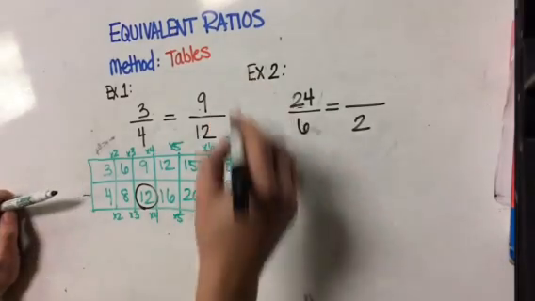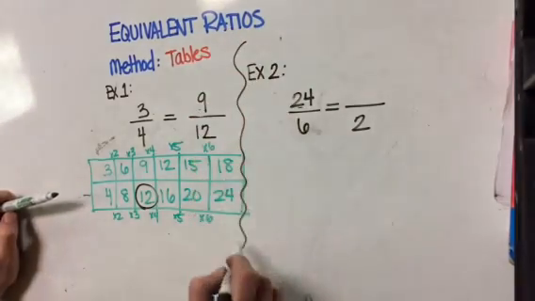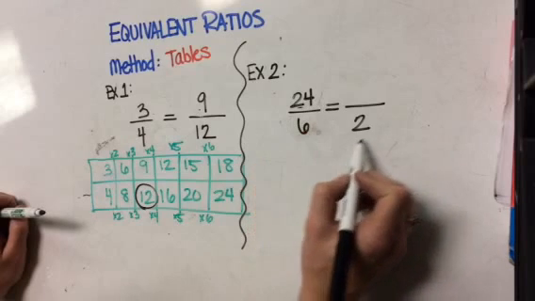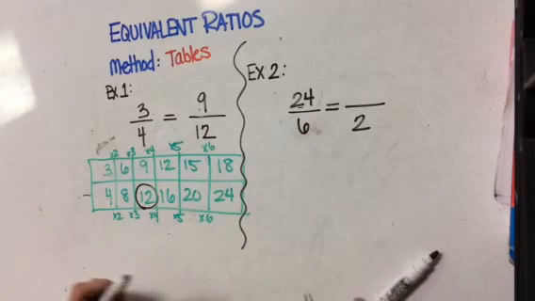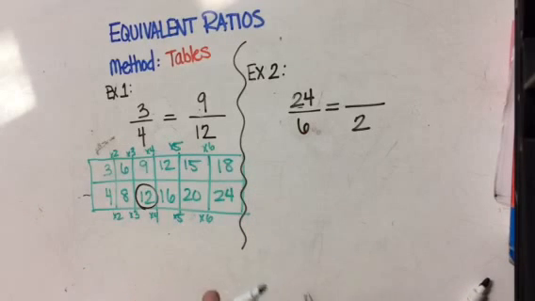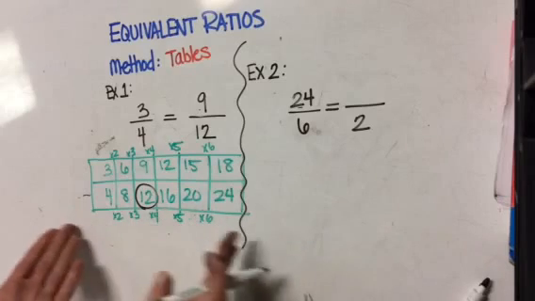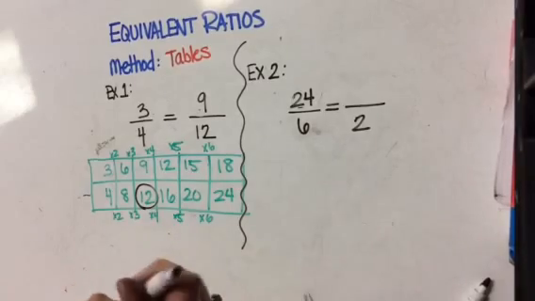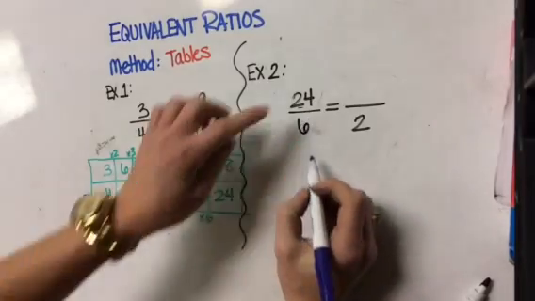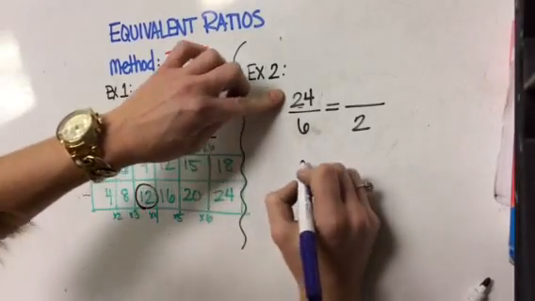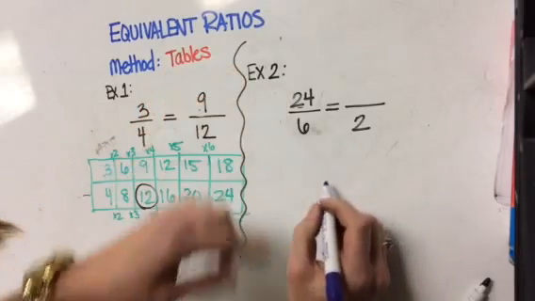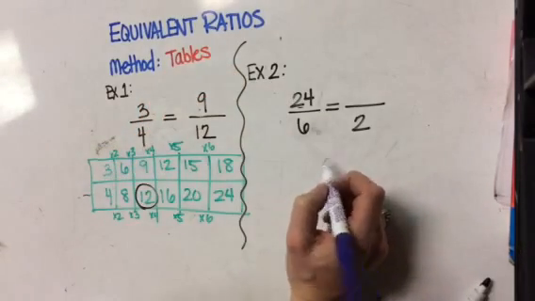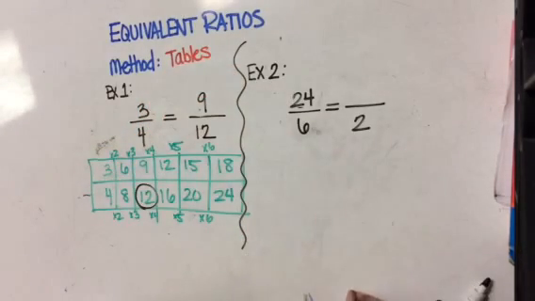Now, example 2, I said that we can still do this, even though I can see that I'm getting smaller. It still works, it just will look a little different. We can do a horizontal table, but I'm going to show you what it would look like as a vertical table, just to give you an idea. I can still start with 24 to 6. It doesn't really matter too much which one's each column. It's more about being consistent.